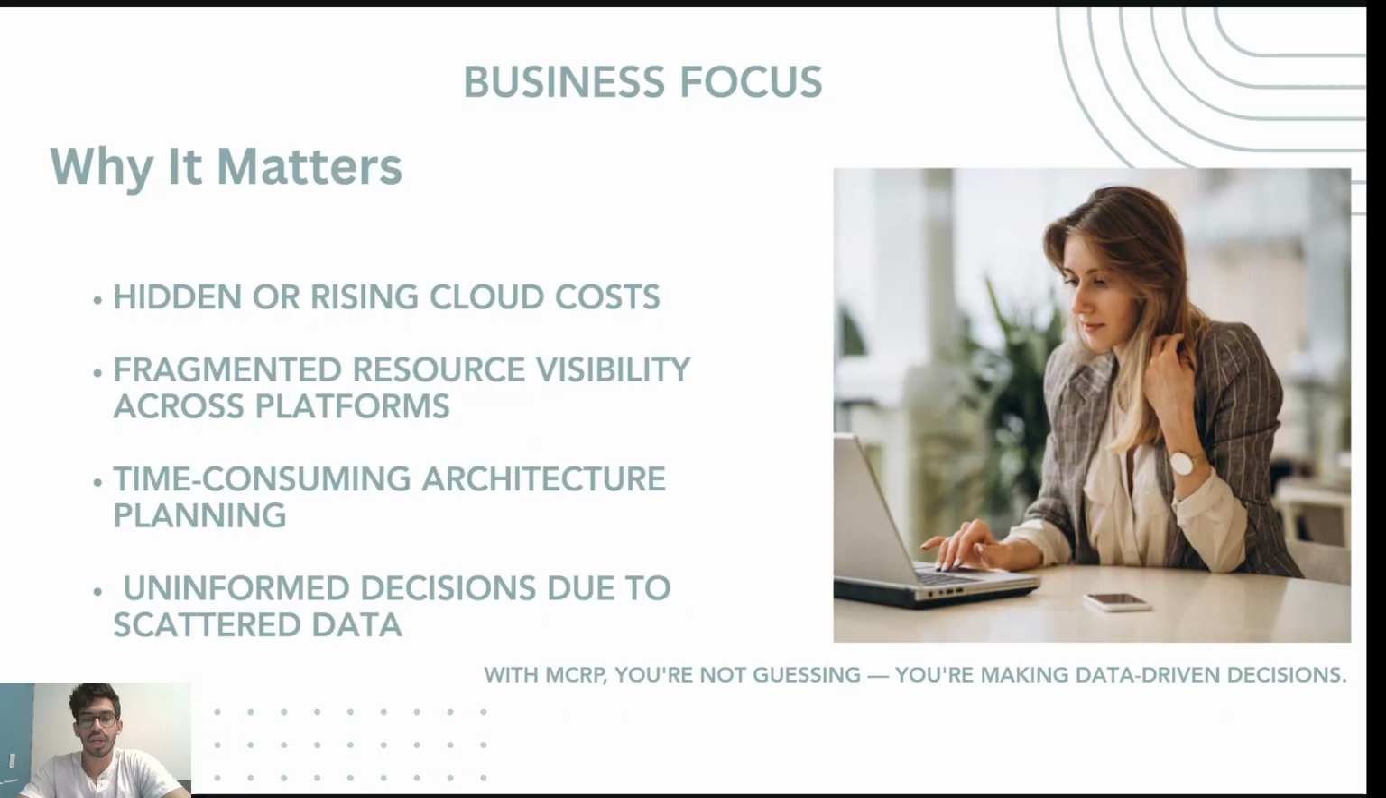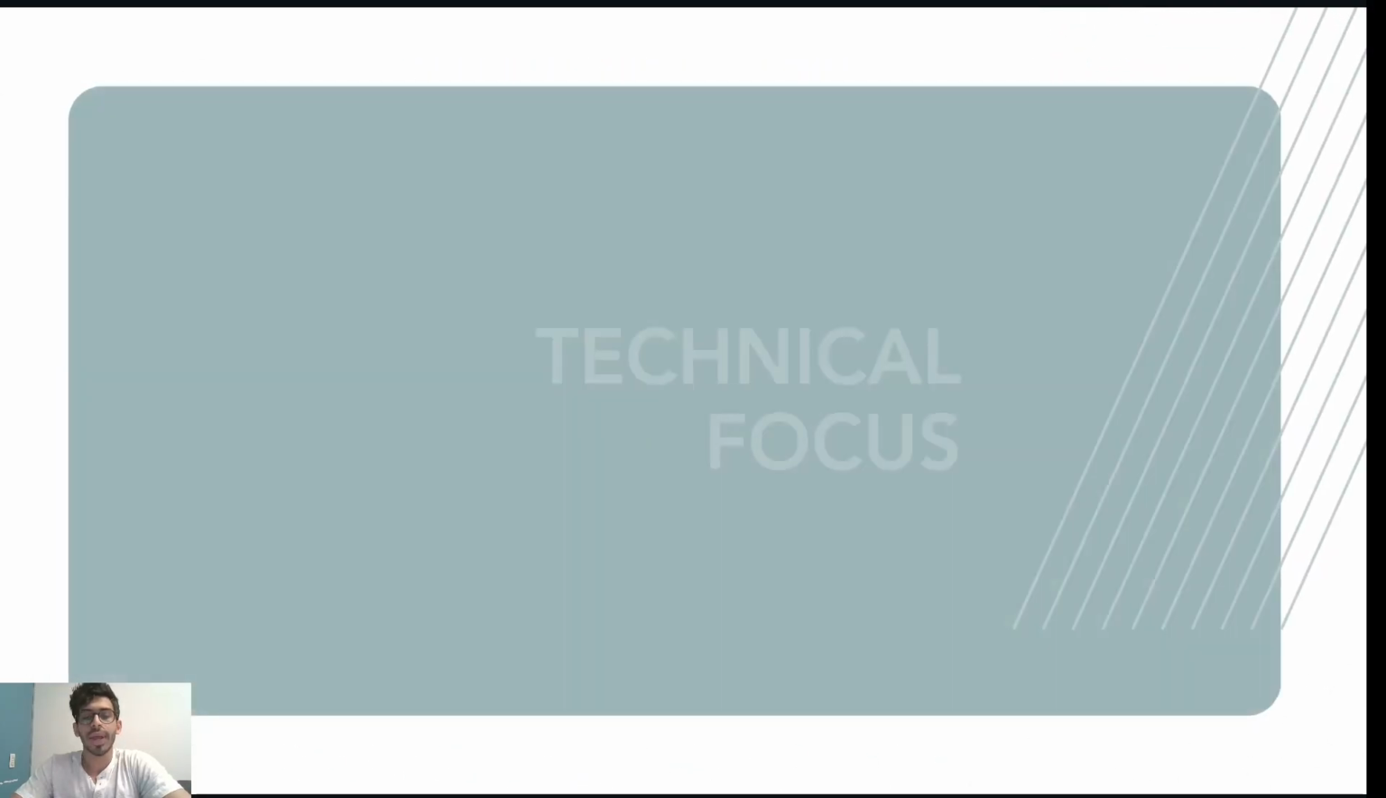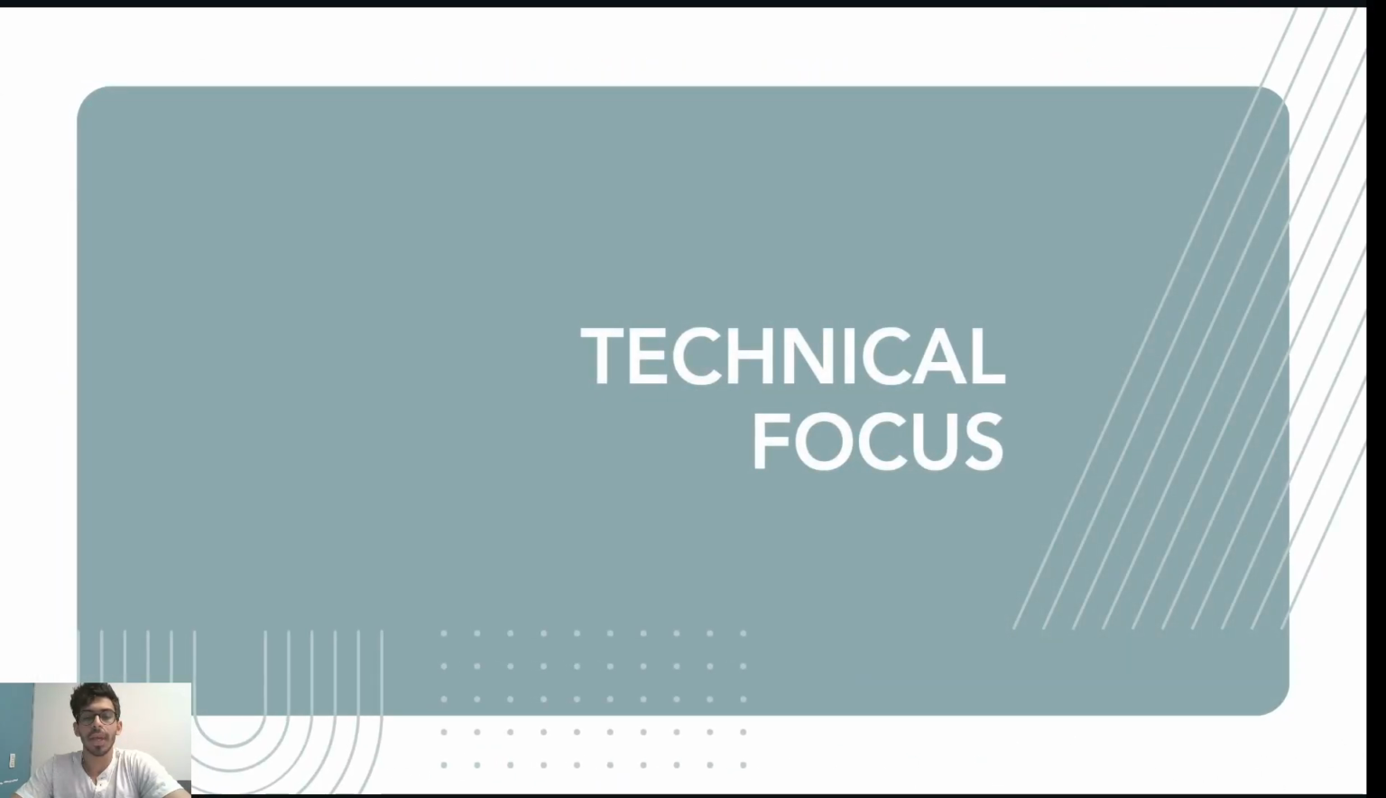This isn't about just convenience, it's about empowering cloud teams to make informed, strategic decisions rather than constantly reacting to problems. In short, MCRP helps transform cloud chaos into cloud clarity. And now, to explain the technical architecture behind how we build MCRP, I'll hand over the presentation to Akshaya.